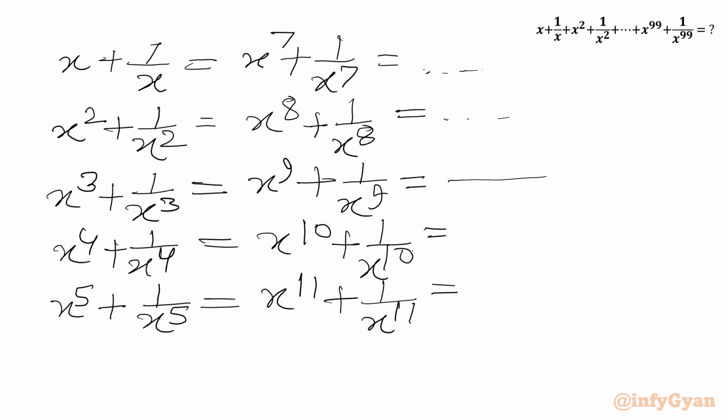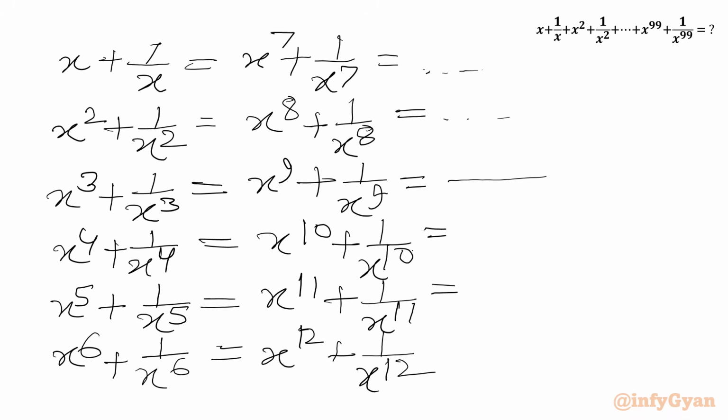And the last equation I would write is x power 6 plus 1 over x power 6. This would be the same as x power 12 plus 1 over x power 12, the same as x power 18 plus 1 over x power 18, and so on.